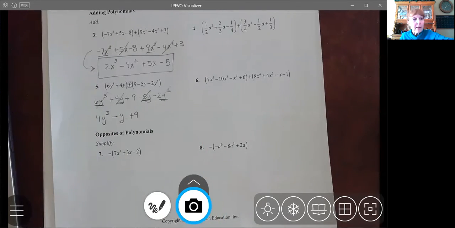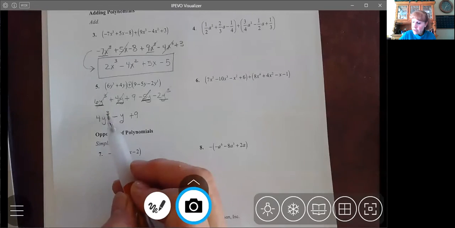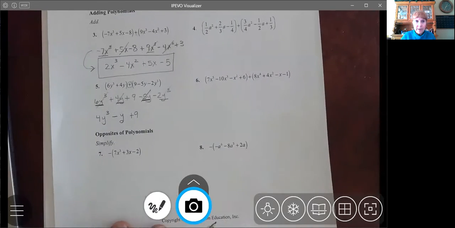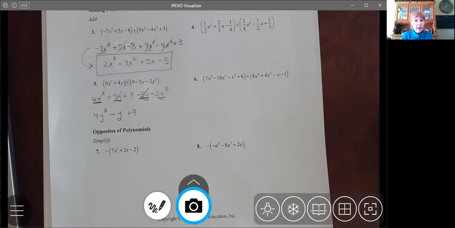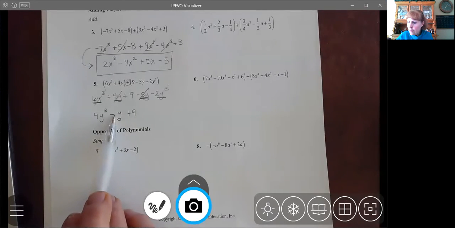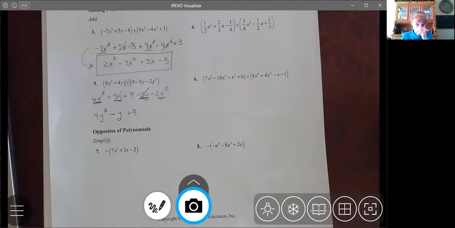So our polynomial only has 3 terms in it. It's called a trinomial. You don't have to remember that. The degree is 3, and the reason is that's the highest exponent on that first term. The coefficients are 4, -1, and 9. All right. So let's go ahead and look at another one.